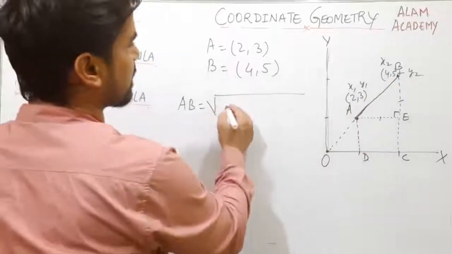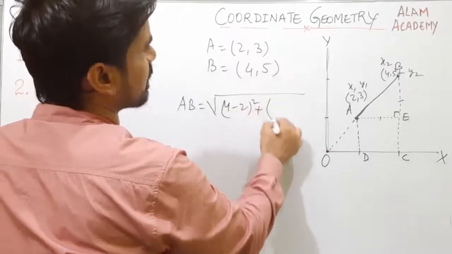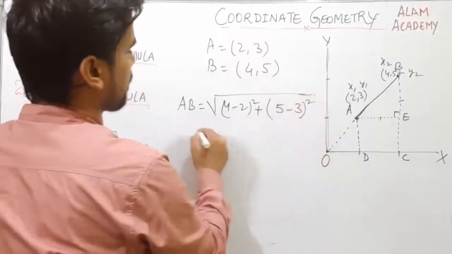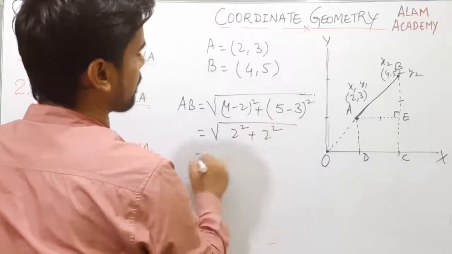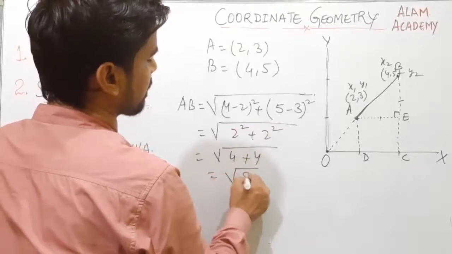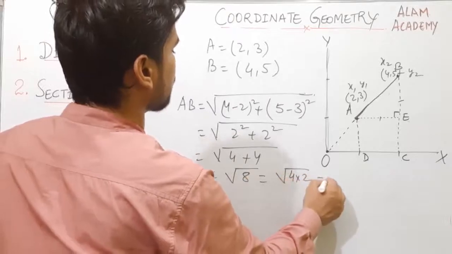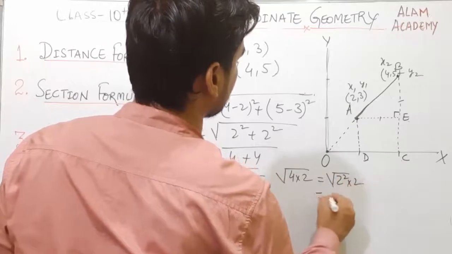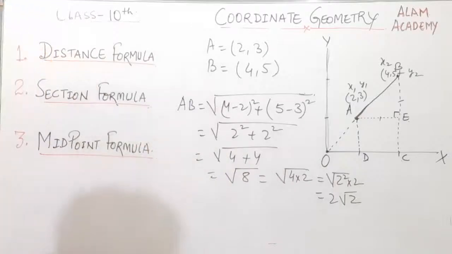So x2 minus x1, 4 minus 2 whole square, plus y2 minus y1, 5 minus 3 whole square. So 4 minus 2, 2 square, plus 5 minus 3, 2 square. So 4 plus 4, it means under root 8, or we can write 4 into 2. So 2 square into 2, so we get the answer 2 root 2. So this is the answer which we get here.